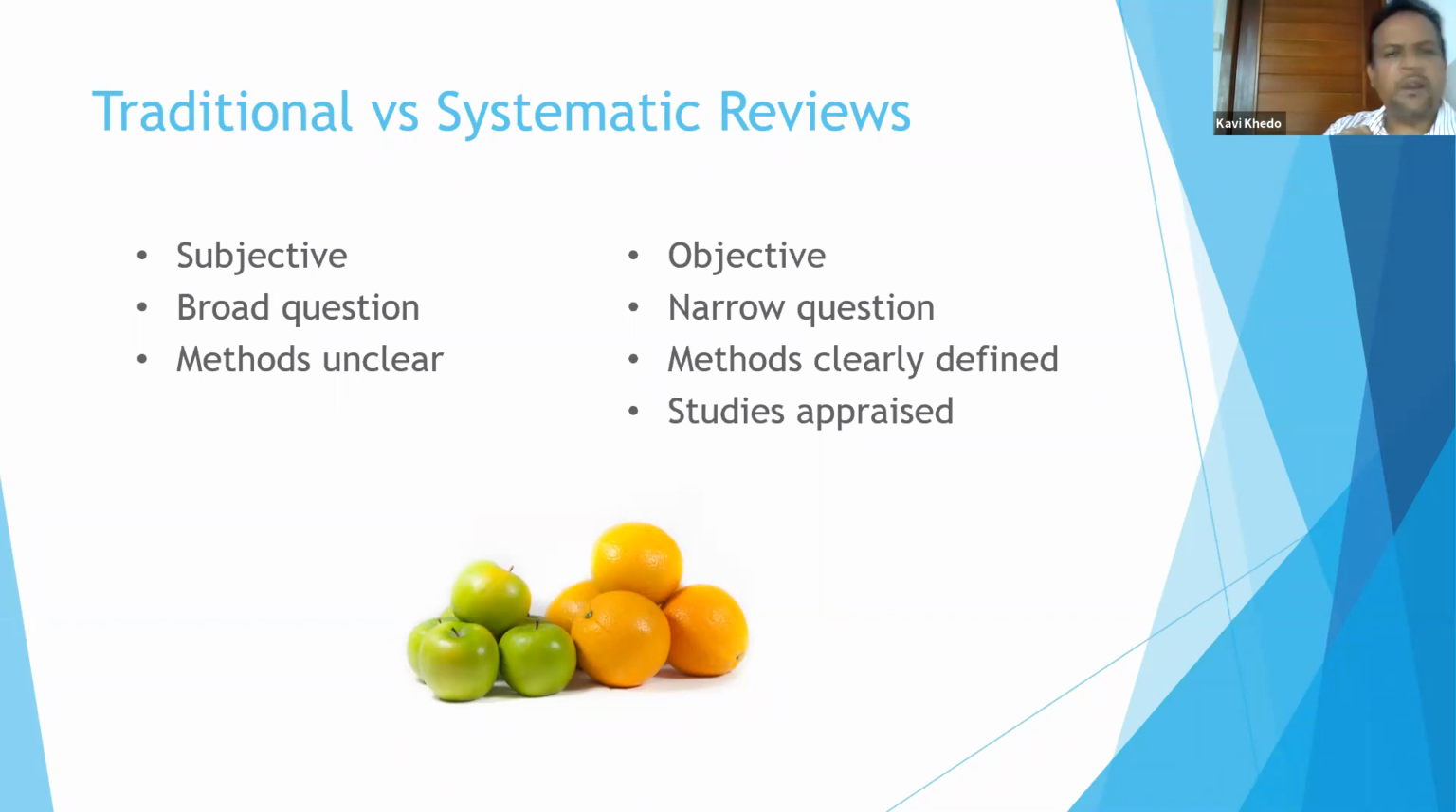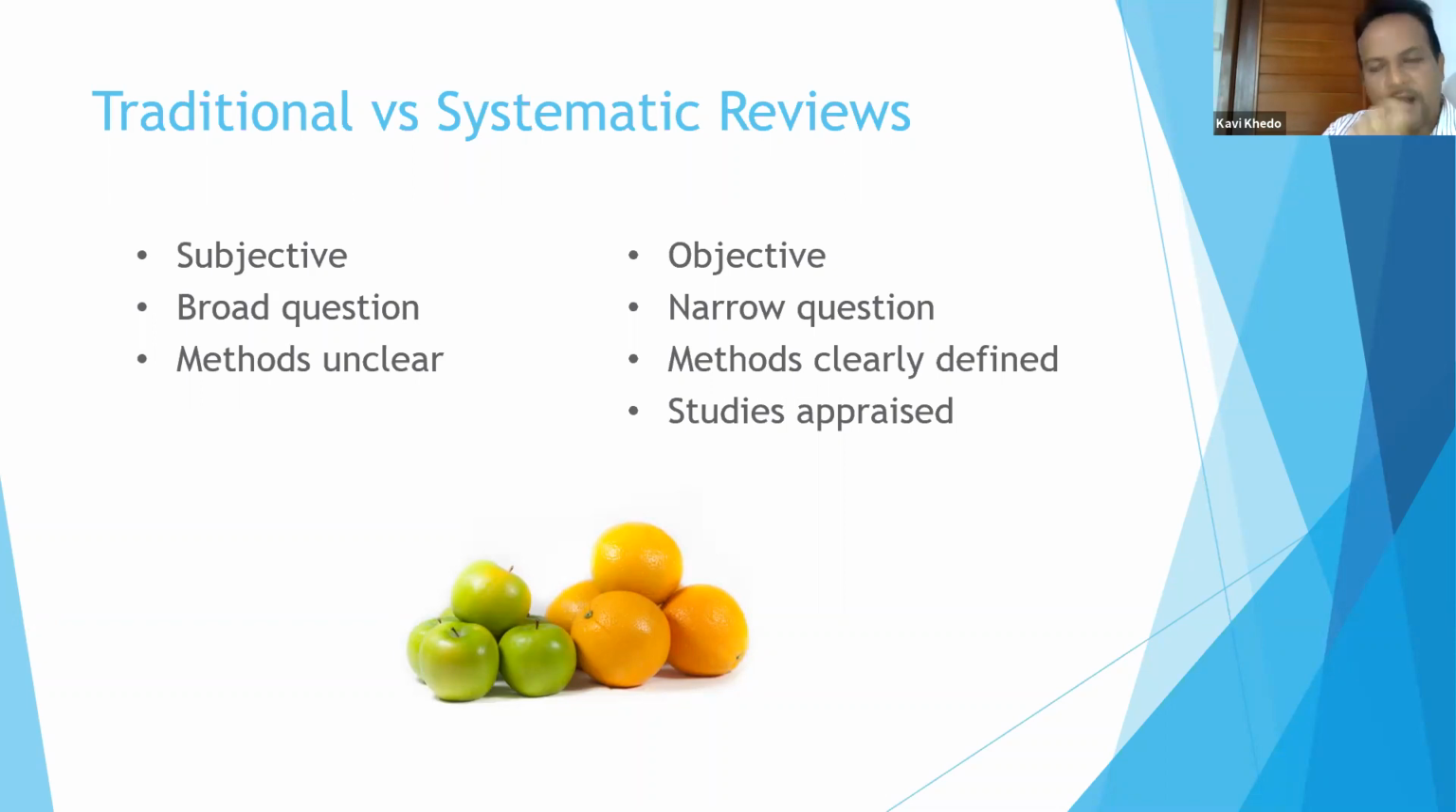And the methods are unclear. It's just that it has been done this way. You're selecting randomly, you're analyzing randomly, you're performing a critical appraisal randomly. So there's no scientific mechanism for performing all those things. Whereas on the other side, this is a difference between apples and oranges.